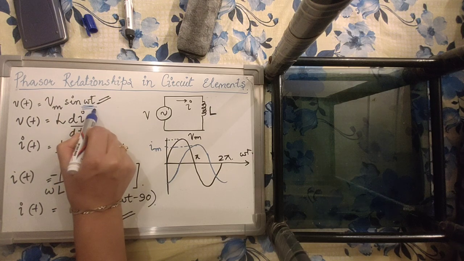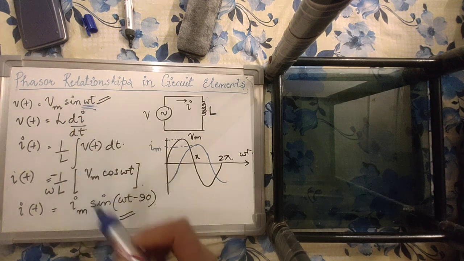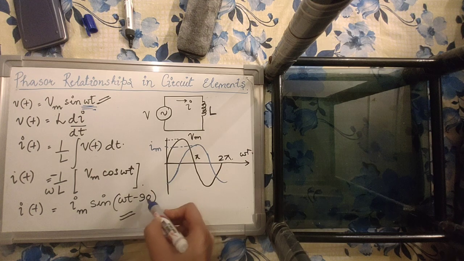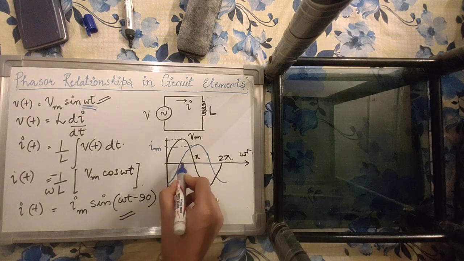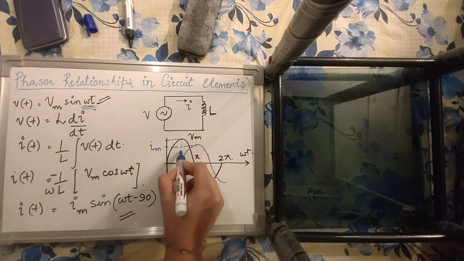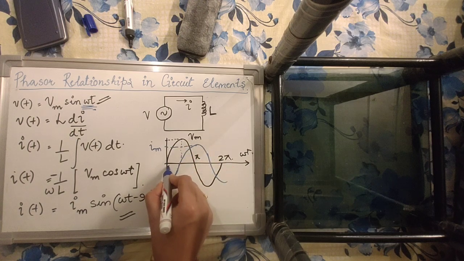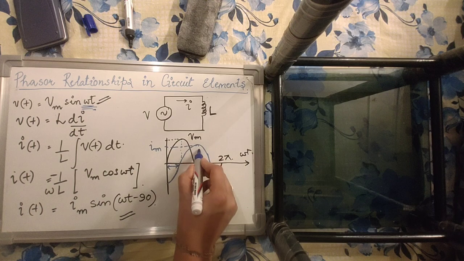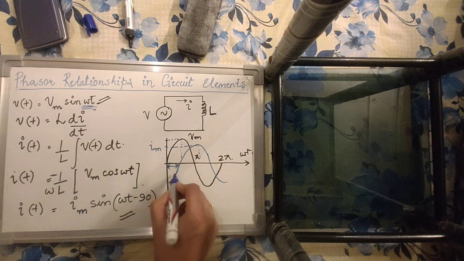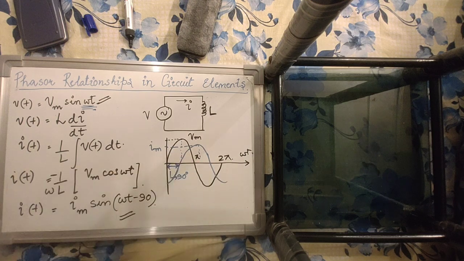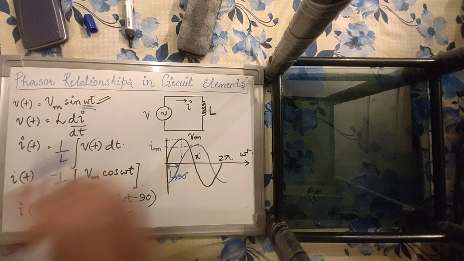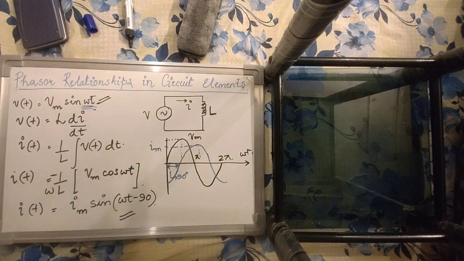So the voltage signal had a phase of 0, and the current signal has a phase of minus 90. So it is lagging, or you can say that it reaches the peak 90 degrees later than the voltage signal. So you have a phase difference of 90 degrees lagging current. The current is lagging by 90 degrees behind the voltage. And this is a characteristic behavior of your inductance.